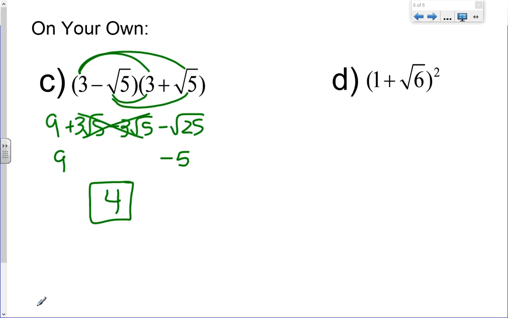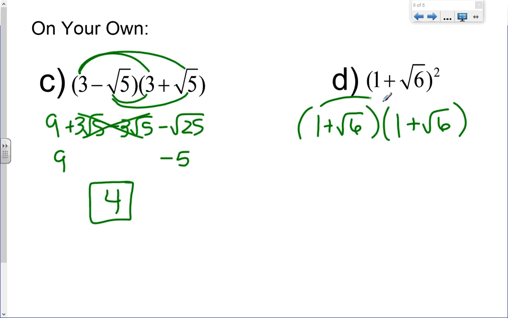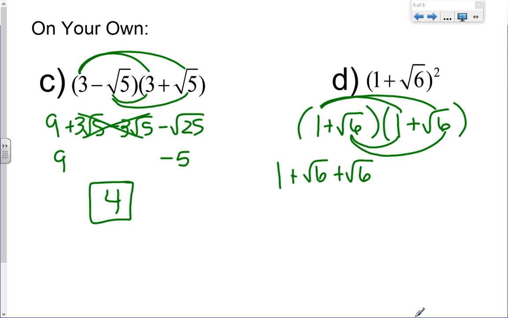For D, this is example 3 that you guys got done doing, so you have to multiply 1 plus square root of 6 by itself. So we're going to do 1 times 1 is 1. 1 times the square root of 6 is the square root of 6. Square root of 6 times 1 is the square root of 6. And now we're going to do square root of 6 times square root of 6. Because those are both under the radical, we actually multiply those together and get square root of 36. Well, we're going to have 1 plus square root of 6 plus square root of 6.